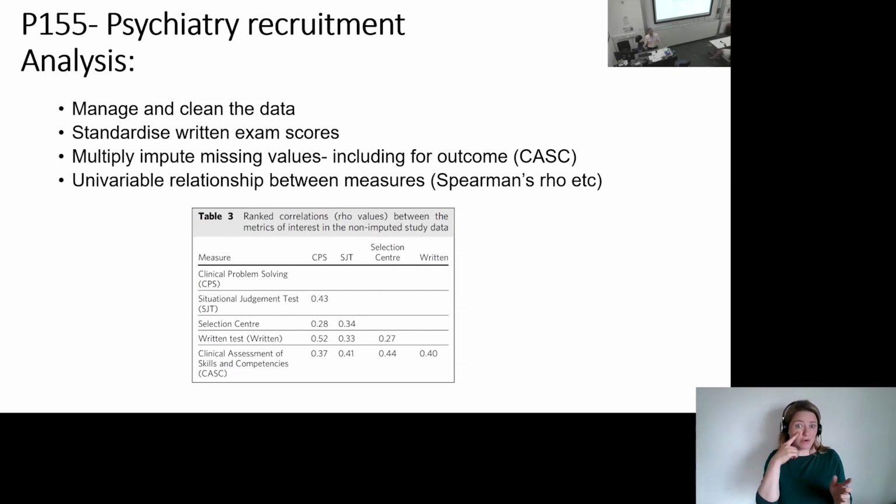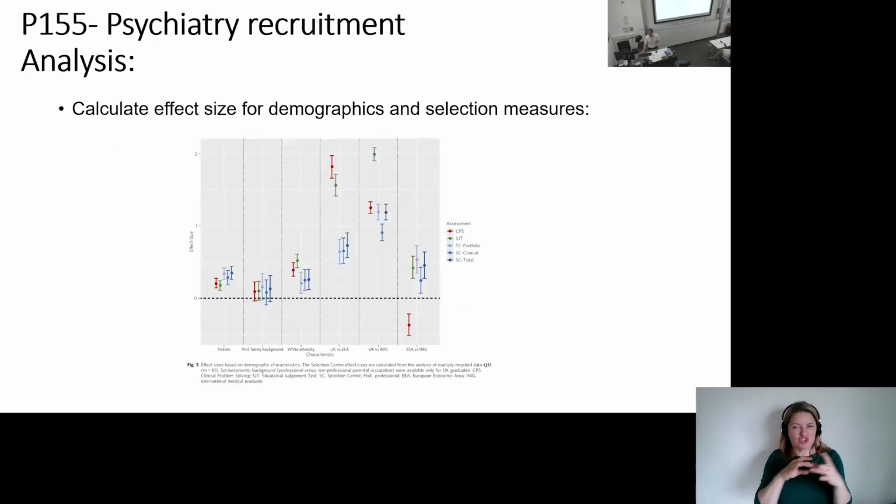So you might start off with something simple, just looking at correlations, univariable relationships. Here we also calculated the effect size for the demographics on the selection measure. And again, I'm not going to go into the actual findings, but you can see here, for example, in terms of situational judgment test performance, international medical graduates did a lot worse. It was very sensitive to where people qualified from.